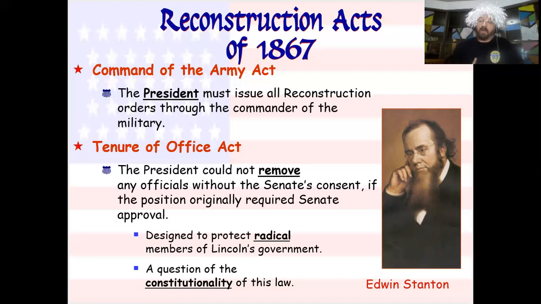And so the radical Republicans go, let's protect them. Let's keep them in these positions of authority and power, okay? In particular, one of those gentlemen is a man by the name of Edwin Stanton. Now, you've probably never heard of Edwin Stanton, but he becomes a very key figure in the impeachment of President Johnson. So again, it was designed to protect radical members of Lincoln's government, and there were huge questions as to the constitutionality of it.